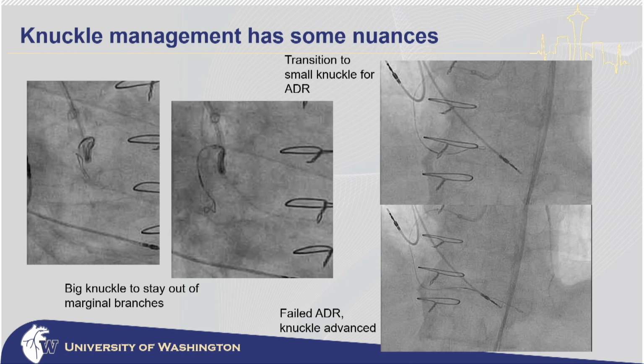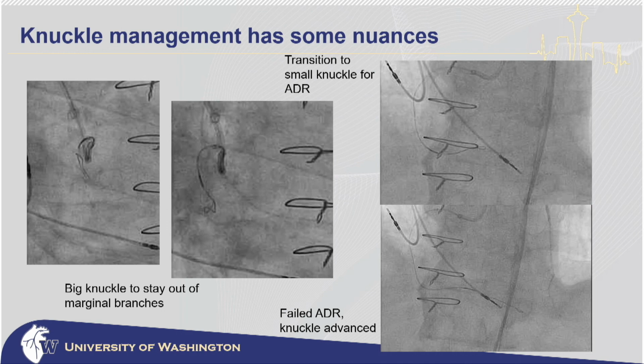There is some knuckle management that has nuances. So in this case, in the RAO view, even our big knuckle, so the big knuckles are typically a jacketed wire like a Pilot 200 or Radar wire, a Gladius, things like that are going to form larger knuckles. And sometimes they're harder to see because you're off the radiopaque segment. But when we actually cine, you can see the knuckles going into a marginal. So we're worried about perfing that. So we had to do some redirection to get out of that.